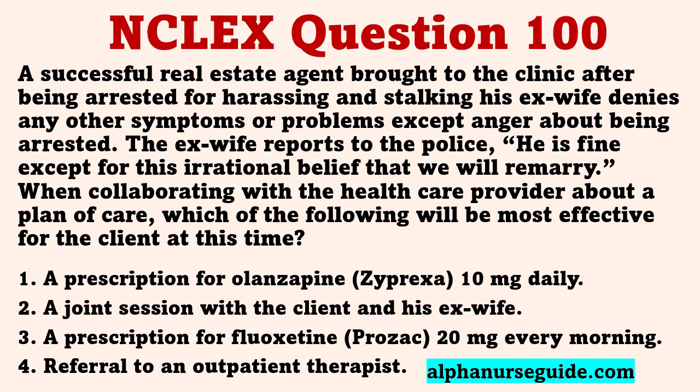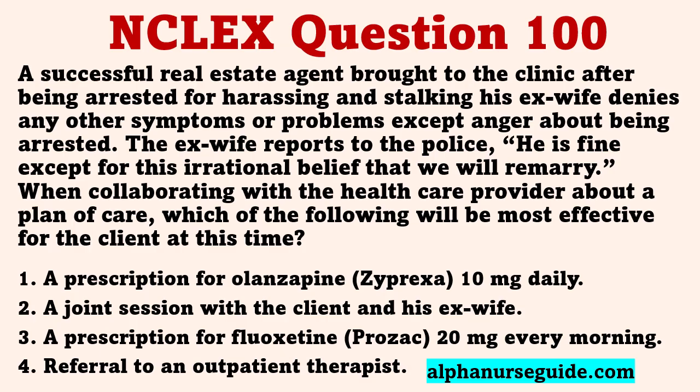A successful real estate agent brought to the clinic after being arrested for harassing and stalking his ex-wife denies any other symptoms or problems except anger about being arrested. The ex-wife reports to the police, "He is fine except for this irrational belief that we will remarry." When collaborating with a healthcare provider about a plan of care, which of the following will be most effective for the client at this time? 1. A prescription for olanzapine 10 milligrams daily. 2. A joint session with the client and his ex-wife. 3. A prescription for fluoxetine 20 milligrams every morning. 4. Referral to an outpatient therapist. The correct answer is 4.